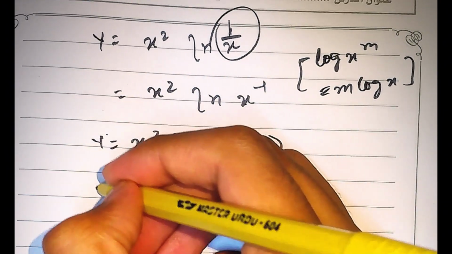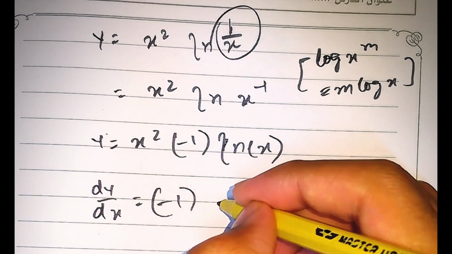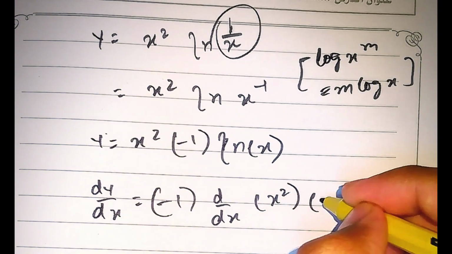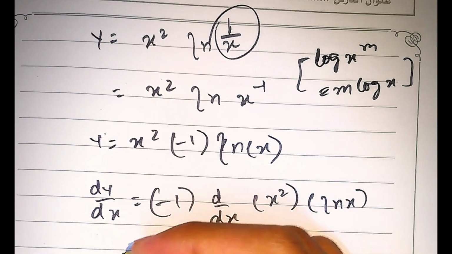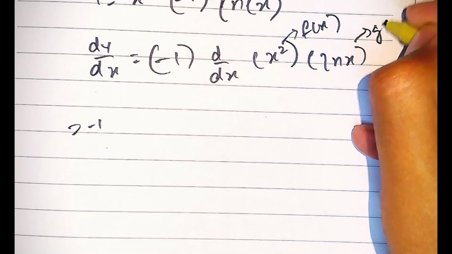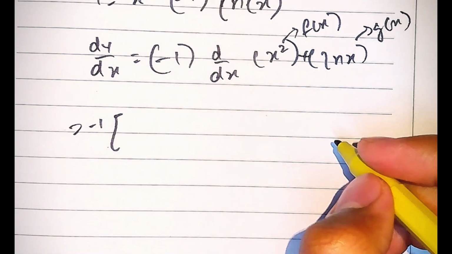So for y, we can simply put the derivatives on both sides of the equation. The negative 1 is a constant, so it will be separated. The derivative of x squared and natural log of x. Okay, so we have negative 1. Now this is my f(x) and this is my g(x), and these two are being multiplied, so we can use the product theorem. So let me just separate it by a bracket.